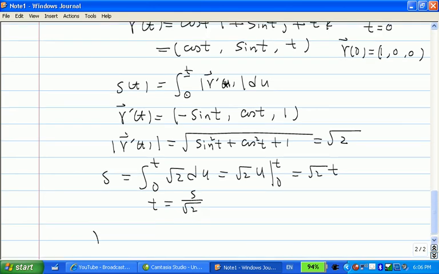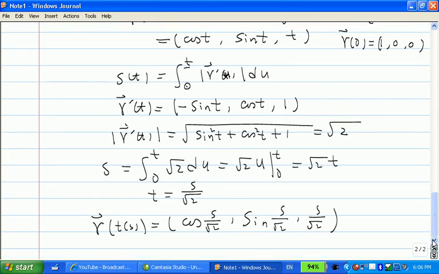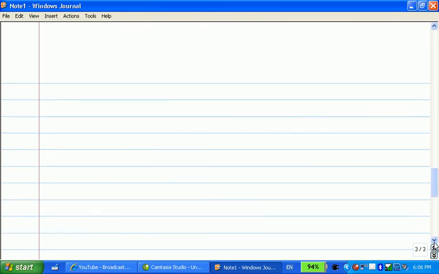So we put it back in the equation. t is a function of s. So cosine t is cosine of s over the square root of 2, and sine t is sine of s over the square root of 2. So this means whenever you give me s, I can tell you the point on the curve.